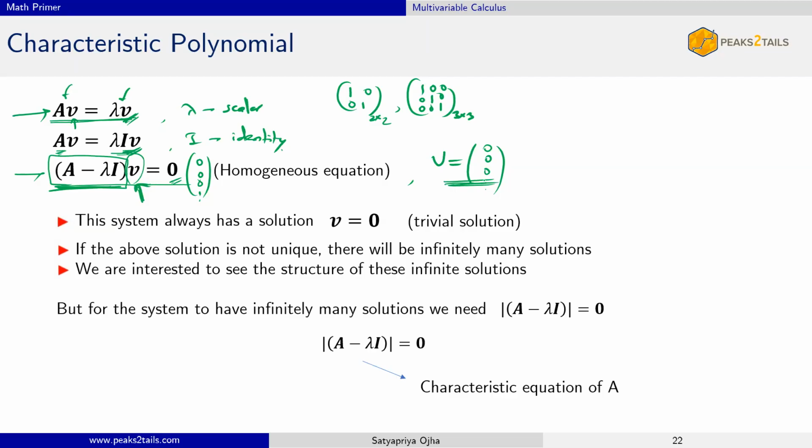Okay. Now, remember, there are multiple possible vectors that will lead to this solution. So if the solution is not unique, there are other solutions, right? If it is a case of infinitely many solutions, there exist infinite such vectors for which this is satisfied. Okay, so if the solution is not unique, that means there are infinitely many solutions, then the determinant of this matrix would be 0.